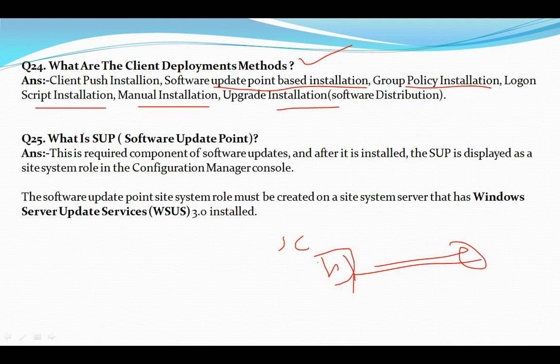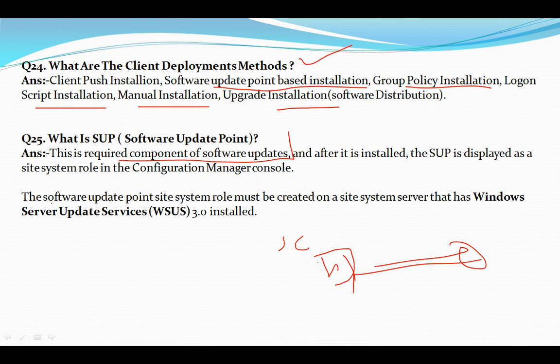Now next question, what is SUP? What does it mean by software update point? So guys, the answer is, this is a required component for software update. Very basic and very important for software update, and after it is installed, the SUP is displayed as a site system role in the Configuration Manager console.